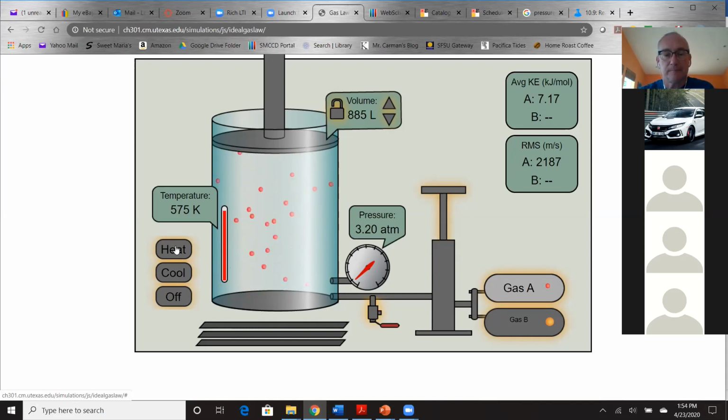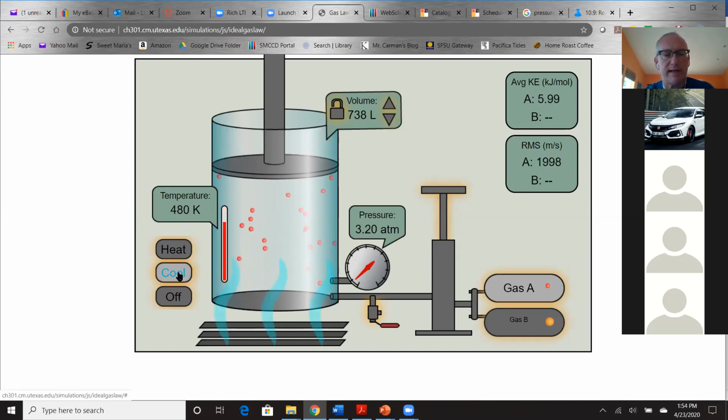So what I'd like you to do is to take about 6 different temperatures. It will max out once you get to, I think 600 looks to be as high as you can go.